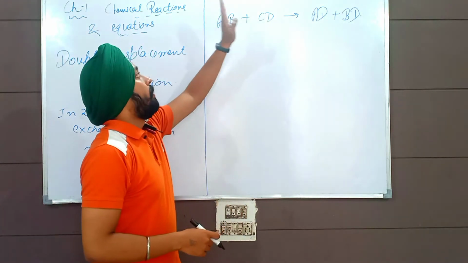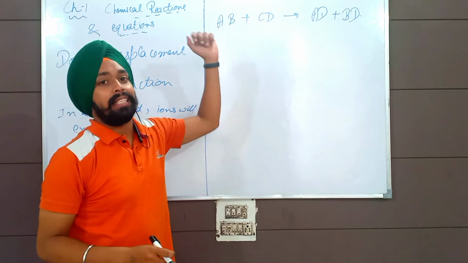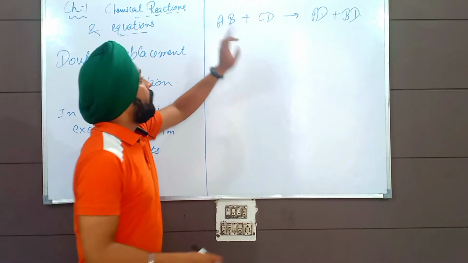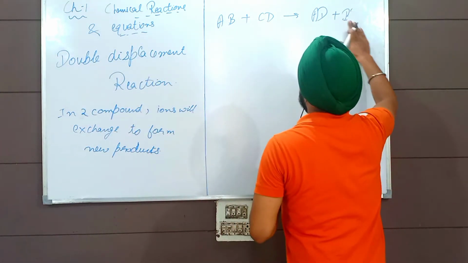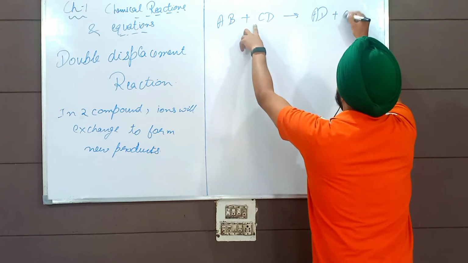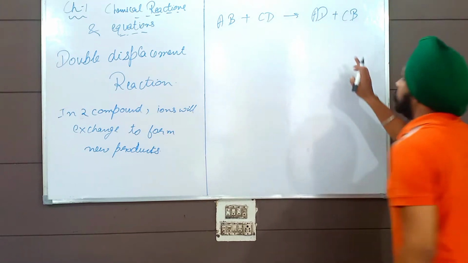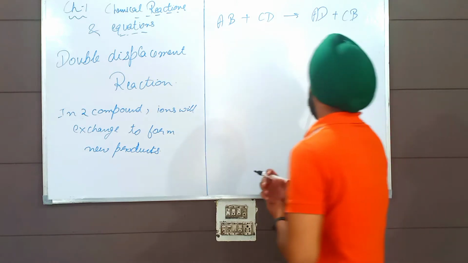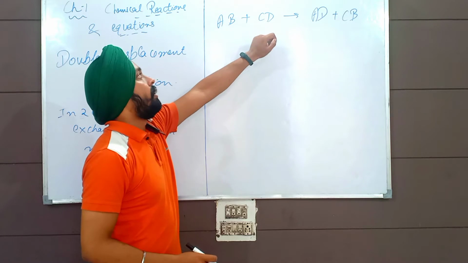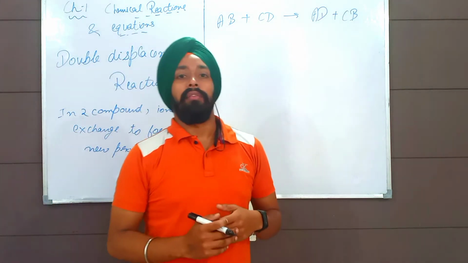That is, D and B would displace each other, and we get AD and CB. This is our general reaction. तो क्या हुआ, यहाँ पे B को D ने डिस्प्लेस कर लिया, ठीक है, तो AD हो गया, CB हो गया. So this is our general reaction.